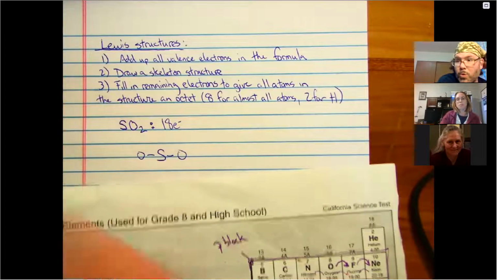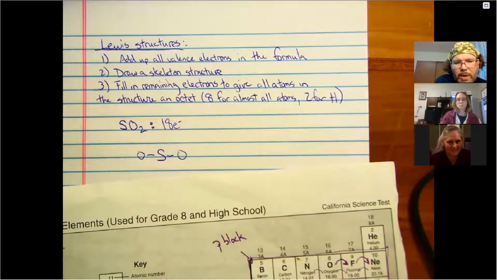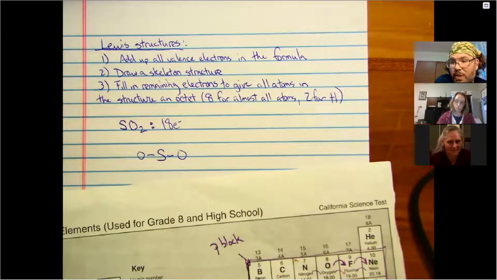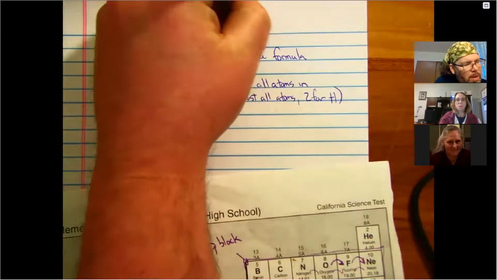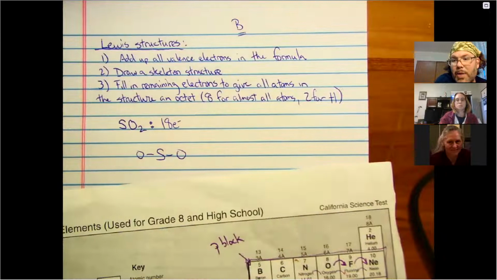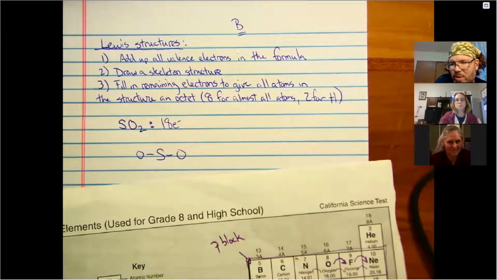Okay, so we're through the first 2 steps. That's pretty quick. Third step, we have to fill in the remaining electrons to give all the atoms in the structure an octet, 8 electrons. So that's our octet rule. We learned about one exception to that octet rule last time, and that's boron. So boron prefers, for reasons that we don't have to get into in this class, to have 6 electrons around it instead of 8.